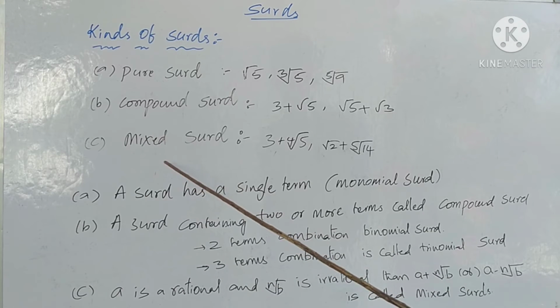Next, third one, mixed surds. If a is rational and nth root b is irrational, then this combination a plus nth root b or a minus nth root b, these types of terms are called mixed surds. These are the different kinds of surds.